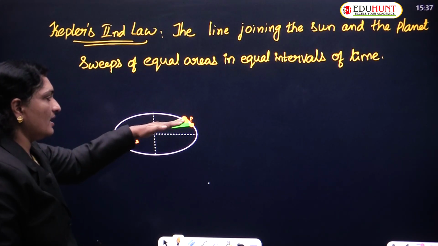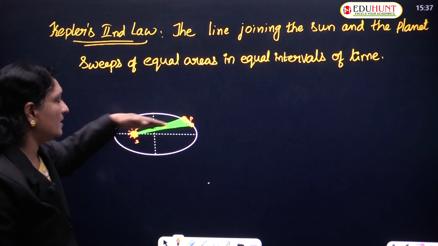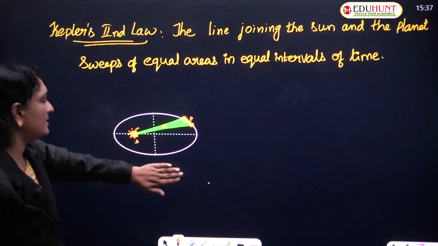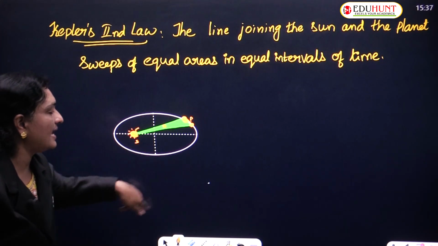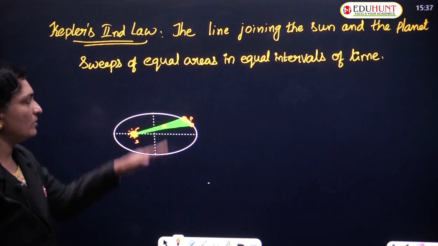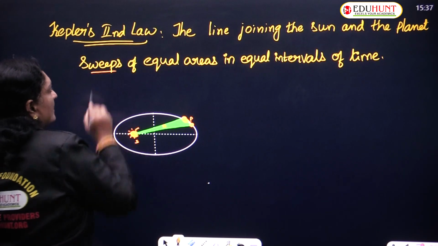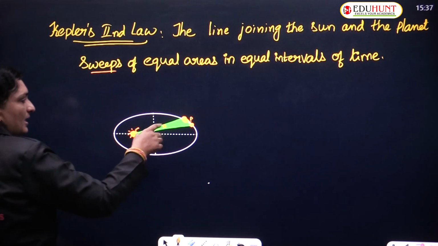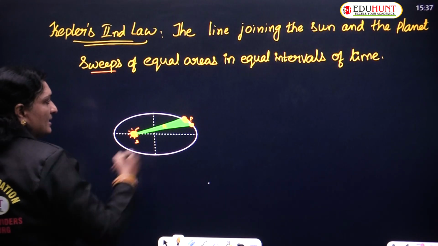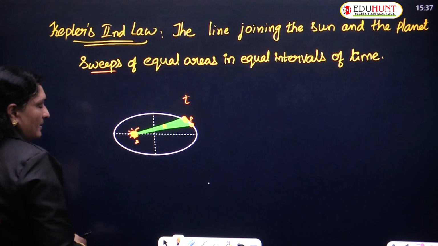So how much area is covered? The line joining from here to here is moving, and so this line covers some amount of area. I'm saying it sweeps out some area. In some time, some amount of area is being covered. Let us take that some time as t.